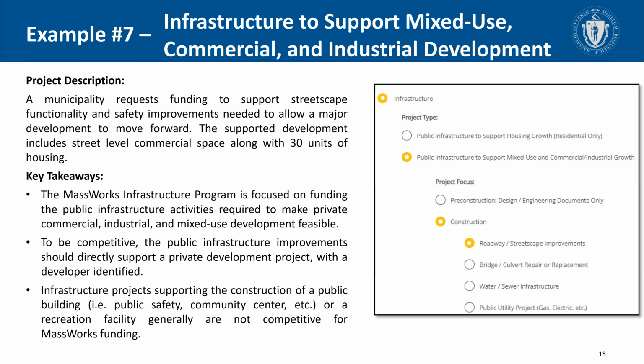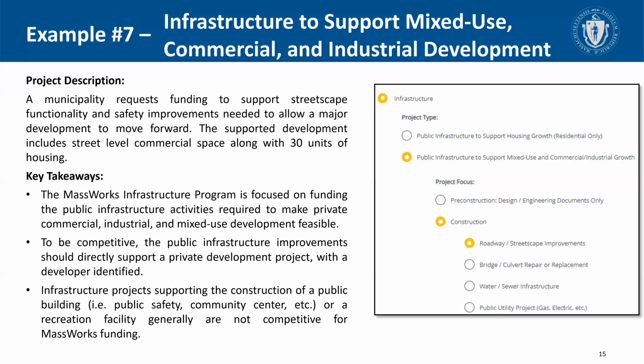Switching to the other side of infrastructure, here we have a municipality requesting funding to support streetscape functionality and safety improvements needed to allow a major development to move forward. The supported development includes street-level commercial space along with 30 units of housing on the upper floors. So although similar to the last example, the infrastructure improvement here supports the development of both housing units and commercial space, making it a mixed-use development. Because there's a commercial element, this project's best suited for review by the MassWorks infrastructure program as opposed to Housing Works. So here the applicant will want to select public infrastructure to support mixed use and commercial industrial growth as the project type.